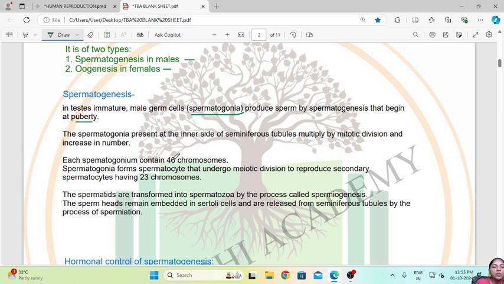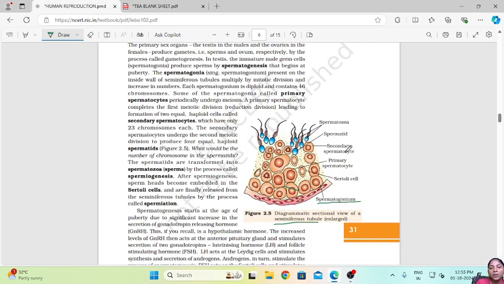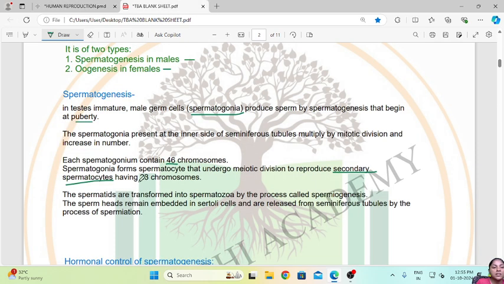Now each of these spermatogonium has 46 chromosomes. The spermatogonia forms the spermatocytes that undergo meiotic division to produce secondary spermatocytes. So these primary spermatocytes which were produced, they will again undergo division to form the secondary spermatocytes which will be haploid in nature, that is they will have 23 chromosomes. So these will have 23 chromosome number.